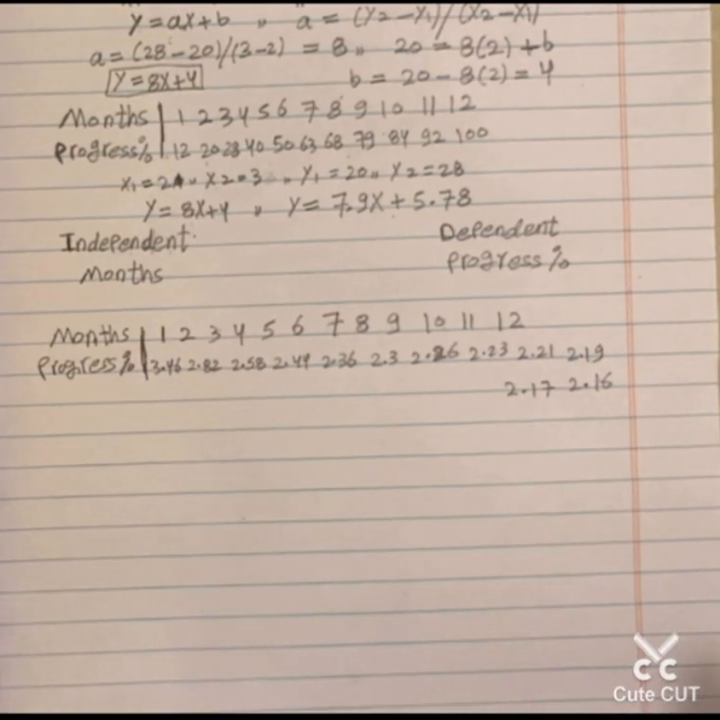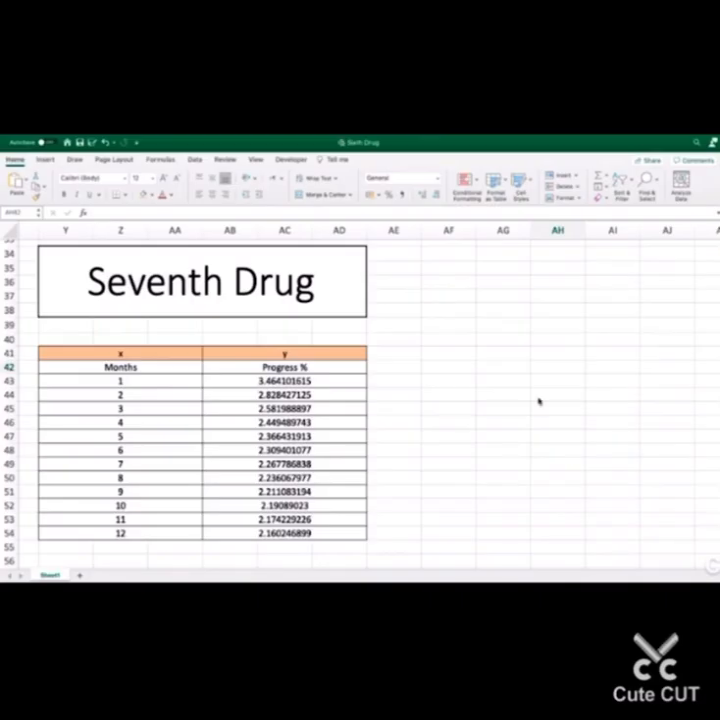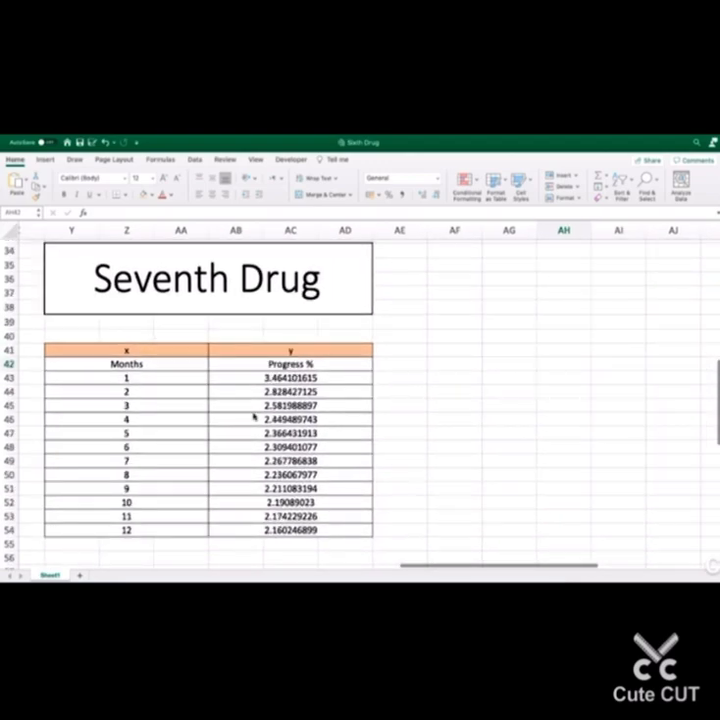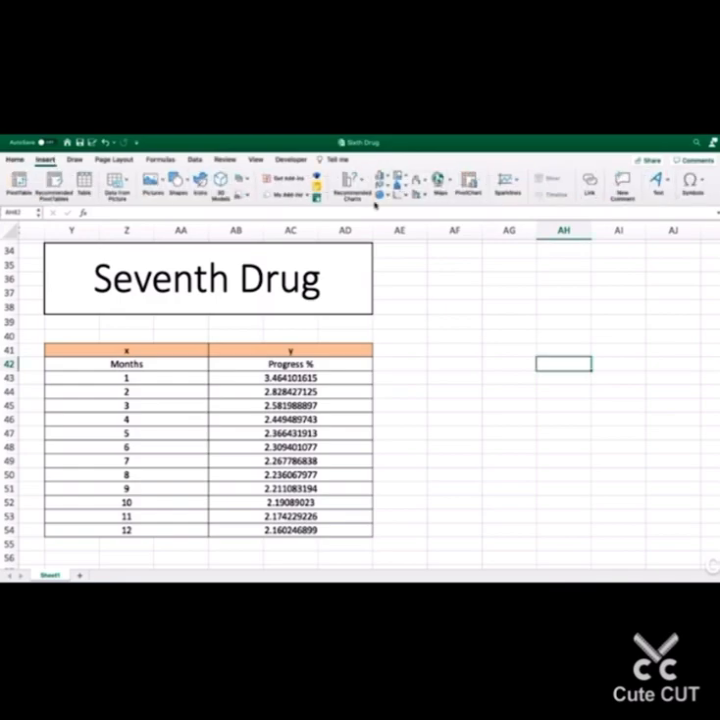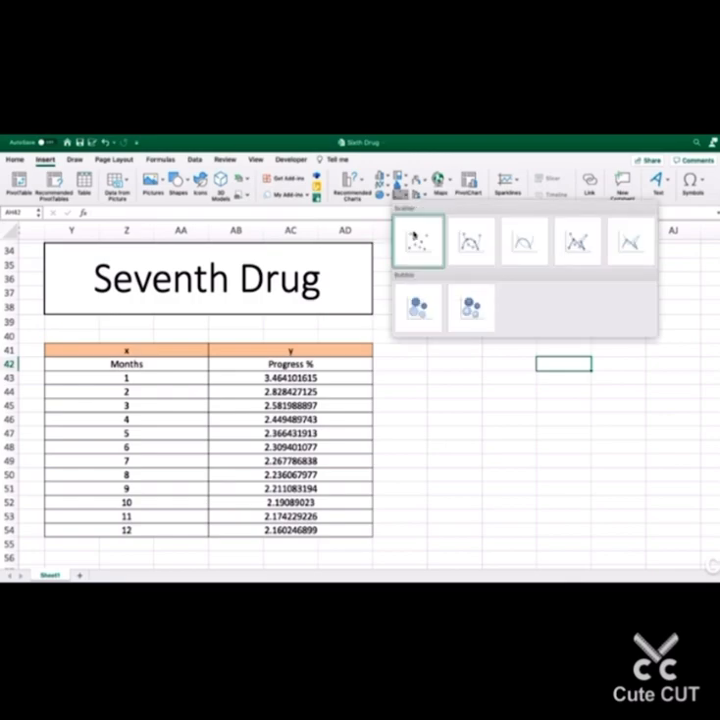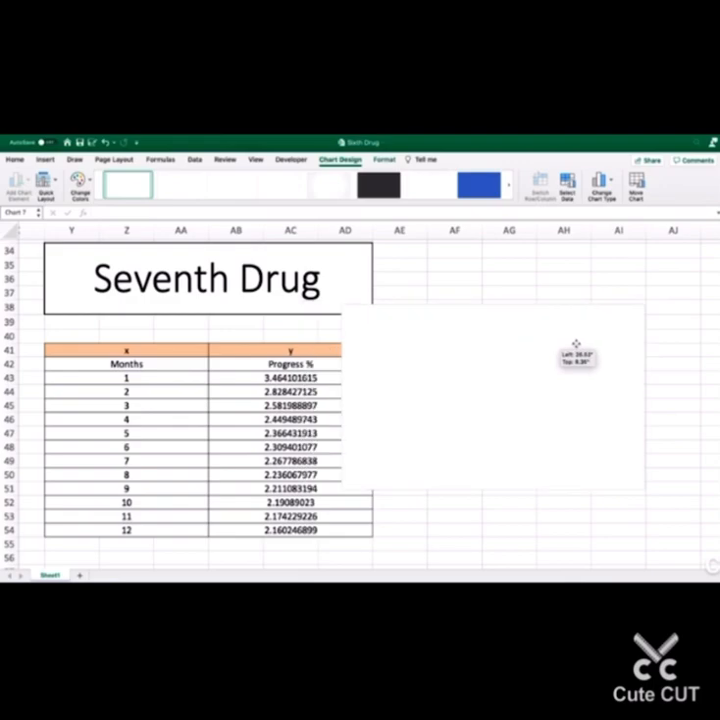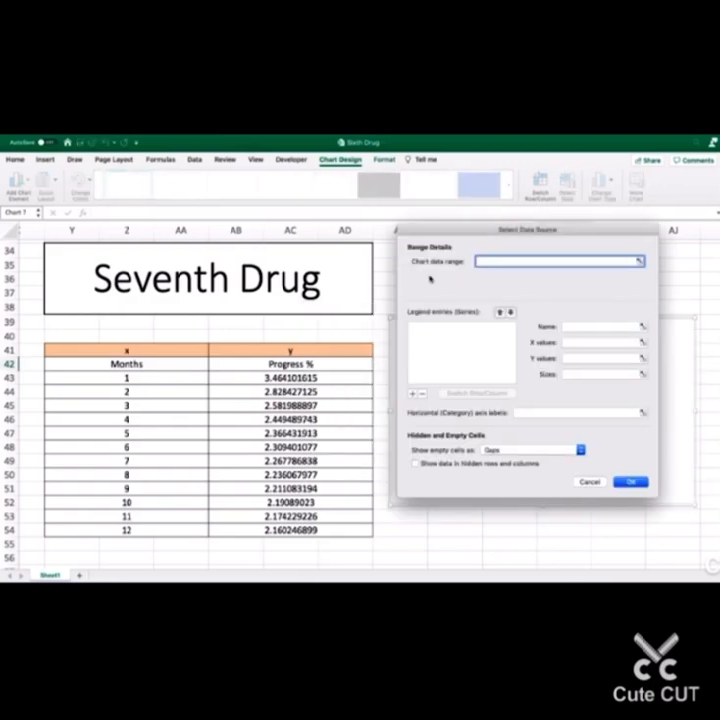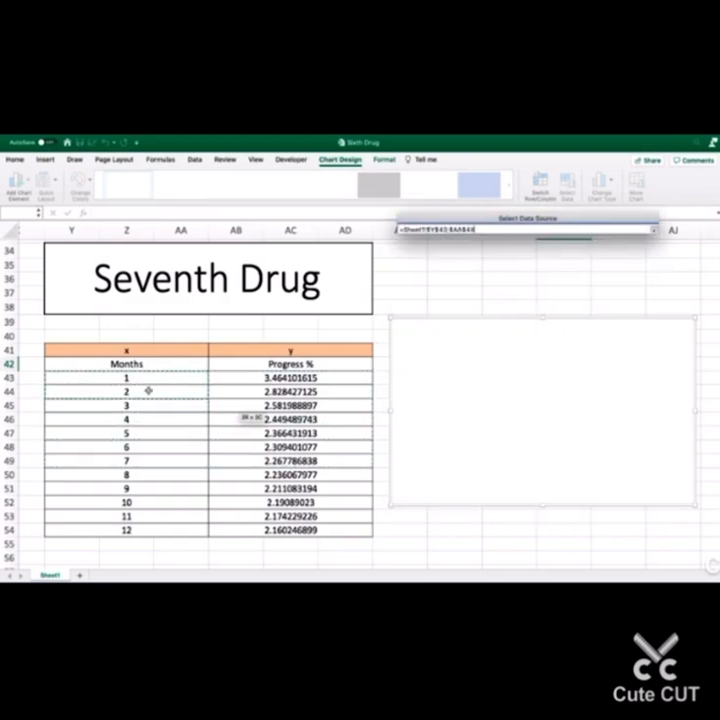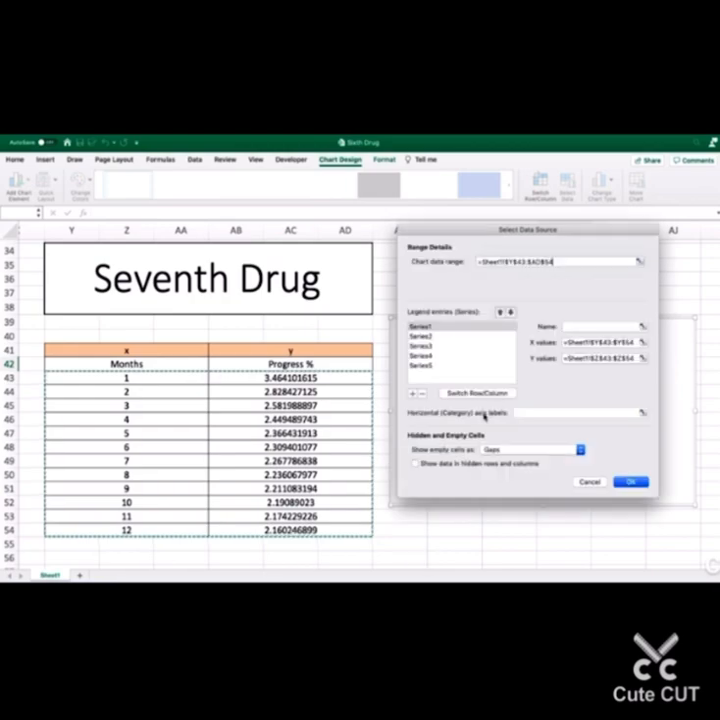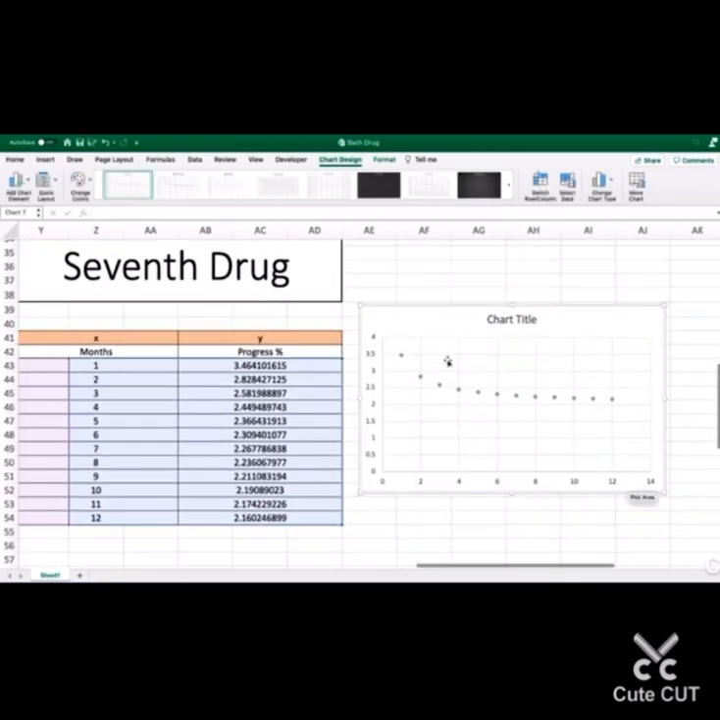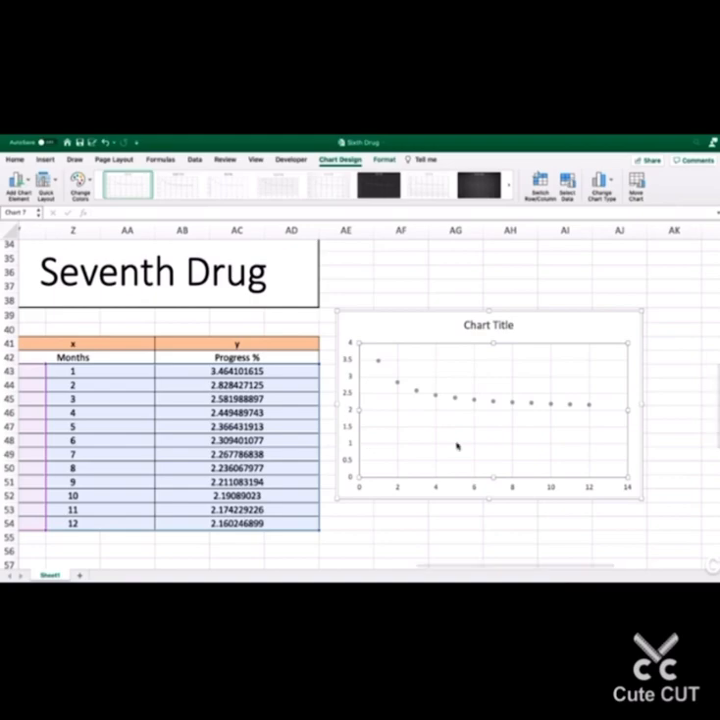I want to illustrate this on an Excel sheet again. So we have this data that we've written before on pen and paper, and we want to see what the graph will be. If you want to do that, just go to the Insert button here in Excel, Scatter, XY Scatter, and then Scatter. Then we go to Select Data, select the chart data range, the cells that we want to draw. In this case, it will be from here, 1, all the way to 2.16. Then OK. So as you can see, it's not linear at all.